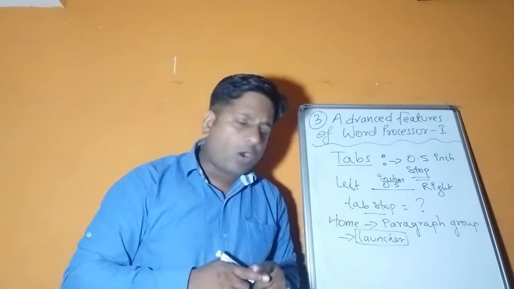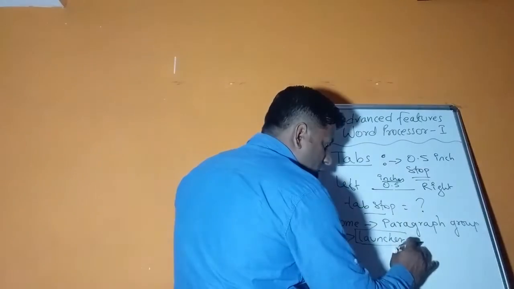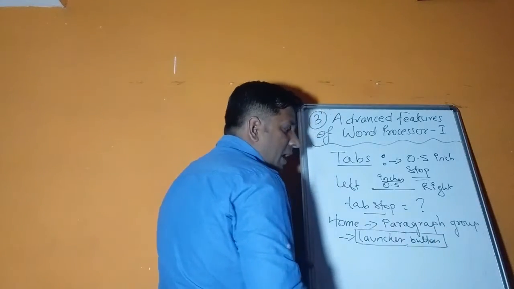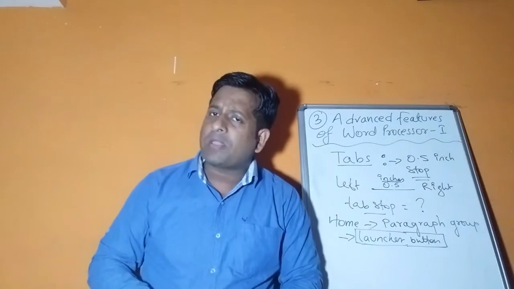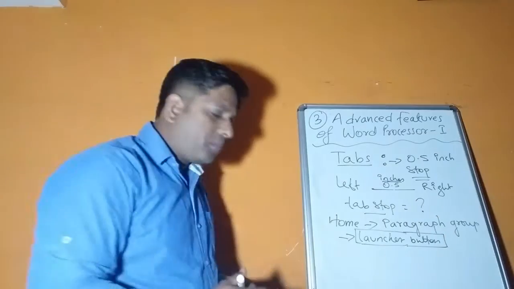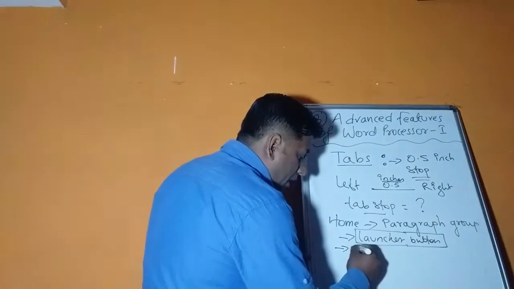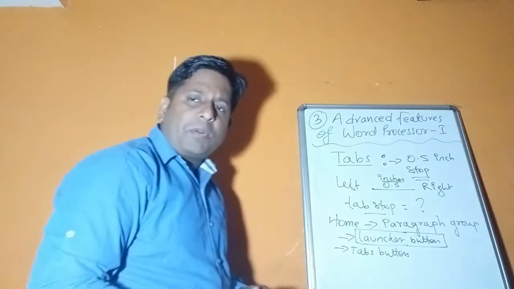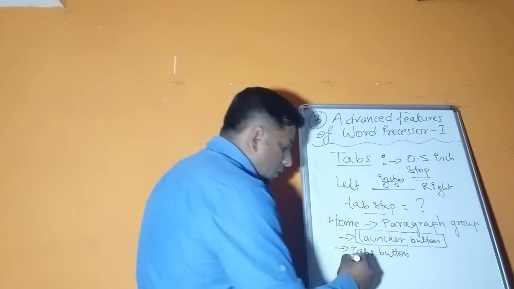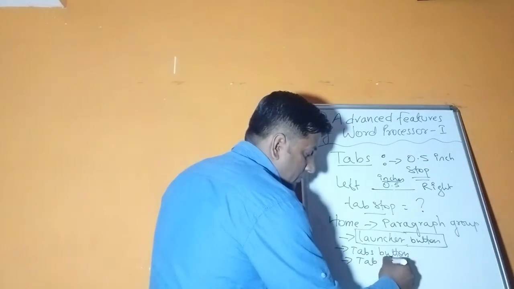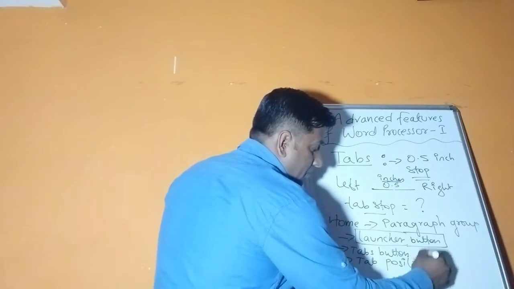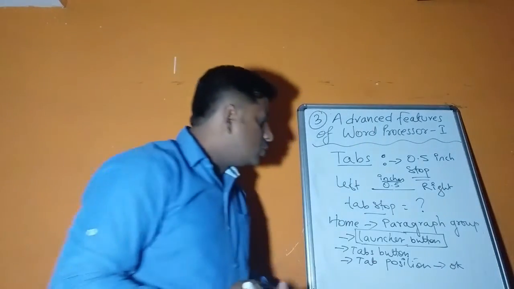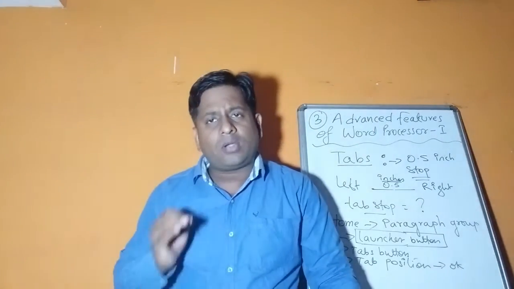A Paragraph dialog box will appear. This is the launcher button. We have to click the launcher button, then you'll find the Paragraph dialog box appears. From the Paragraph dialog box you can go to the Tabs button, and the Tabs dialog box will appear. From there we can set the tab positions, and click on the OK button.